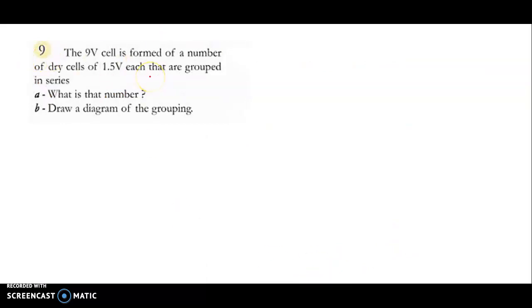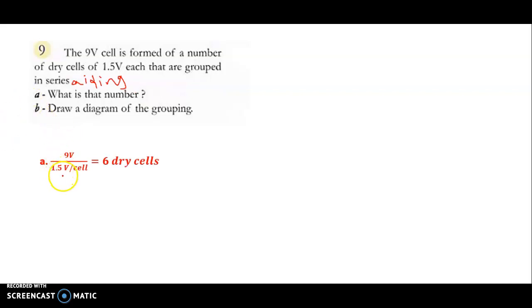Number 9. The 9 volt cell is formed of a number of dry cells of 1.5 volt each that are grouped in series. What is that number? We know, as I said before in this book, when they mention series, they mean series aiding. In series aiding, to find the total voltage of the batteries, we have to add them up. So instead of saying 1.5 plus 1.5 plus 1.5, n times, where n represents the number of cells, we can directly divide 9 by 1.5 to know the number of dry cells connected in series aiding with respect to each other.